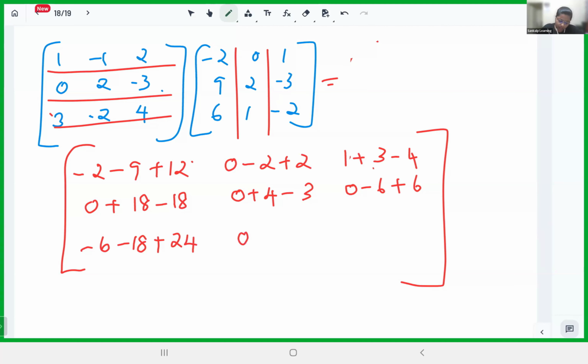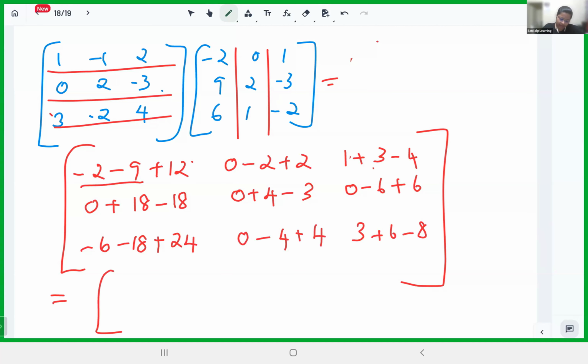3 into 0 is 0. Minus 2 into 2 is minus 4. Plus 4 into 1 is 4. Right. Now 3 into 1 is 3. Minus 2 into minus 3 is plus 6. And 4 into minus 2 is minus 8. Right. So what are the answers?